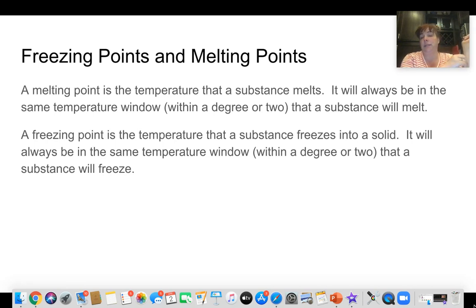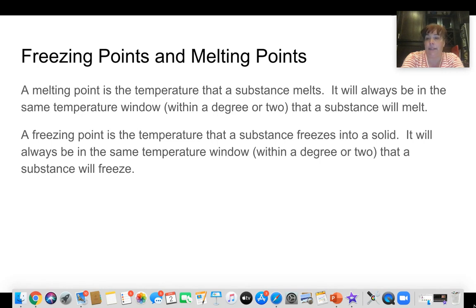A freezing point is the temperature that a substance freezes into a solid, and it will always be the same temperature window, again, within a degree or two, that the substance will freeze or solidify. So wax has a freezing point of about room temperature. Okay, it took a couple of hours for my candle to freeze into a solid from the liquid state. Now, this is where we talk about the size of the pieces that were melting.